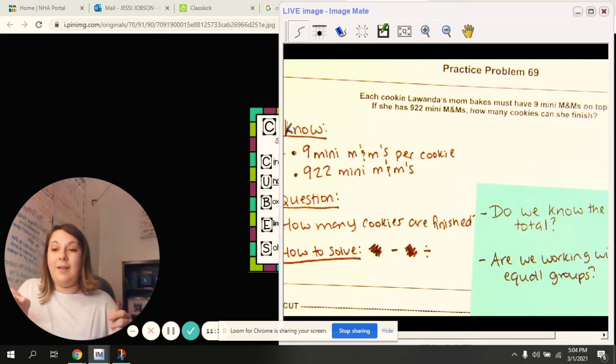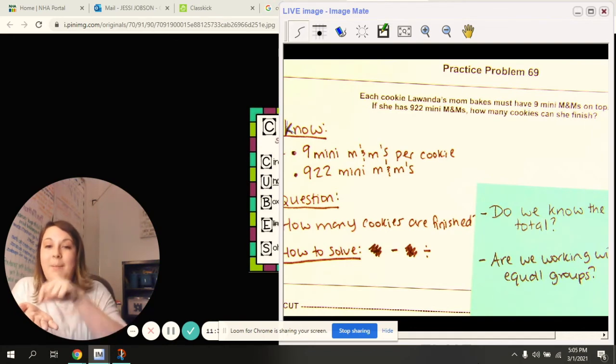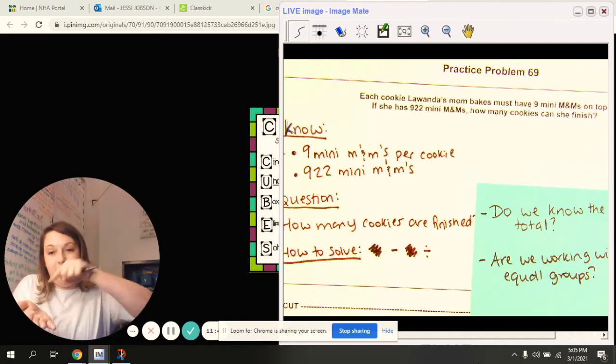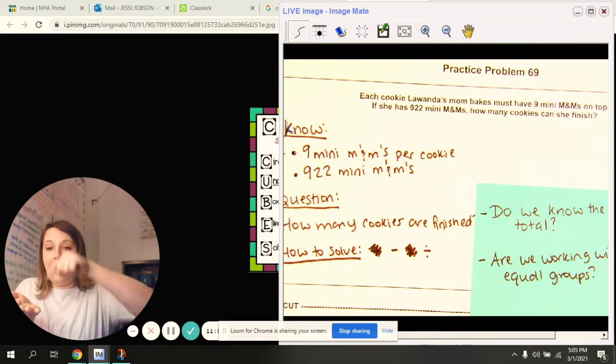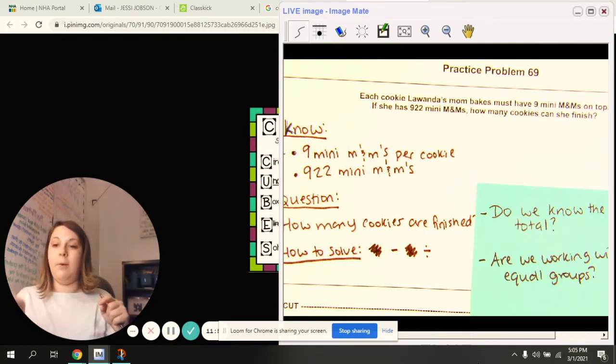I picture somebody counting out the little M&Ms. We need 9 per cookie, so we're going to add them right on top, squish them into the dough. If she has 922 mini M&Ms, so I'm picturing that big bag of M&Ms, how many cookies can she make? And so that person has put 9 M&Ms into one ball of dough, and then pulled another ball of dough, 9 M&Ms into the second. They're going to keep going until they run out of M&Ms in that bag.